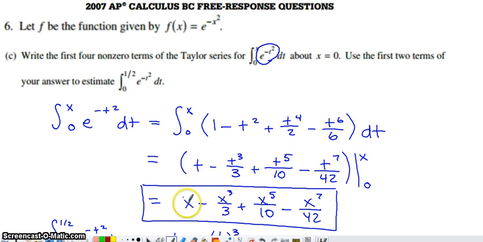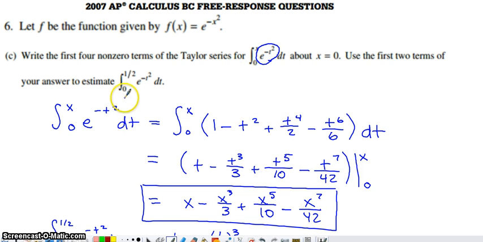So when you put in x, you get these terms, and then subtract what you get when you put 0 in place of the t's. When you put 0 in place of all these t's, every term becomes a 0. So taking the difference is just going to leave you with the 4 pieces that you're left with by putting in that upper limit of integration. So here would be the first 4 terms in the Taylor series for this definite integral.